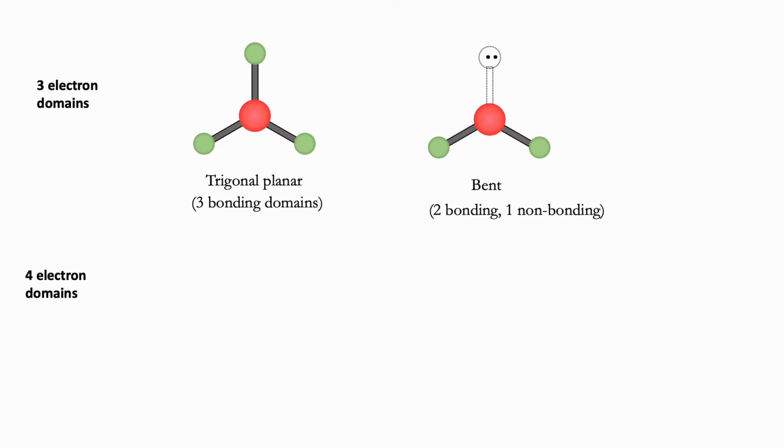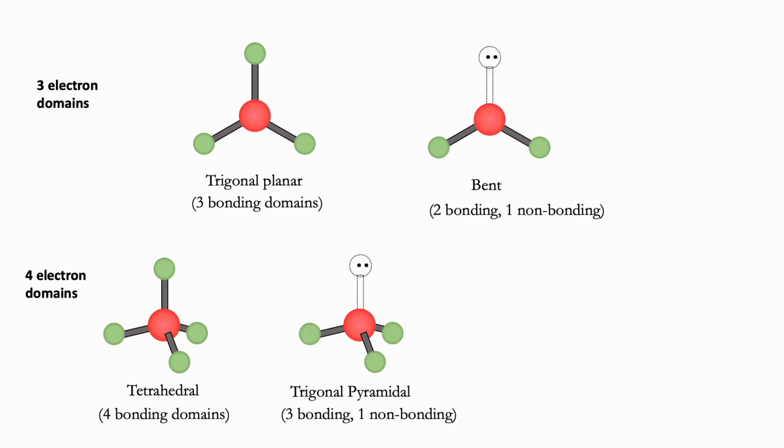So let's go on and look at four electron domains. Again, the base type for this is tetrahedral. Everything that has four electron domains is going to have a tetrahedral electron domain geometry. If all of those four electron domains are bonding domains, then the molecular geometry is also tetrahedral.